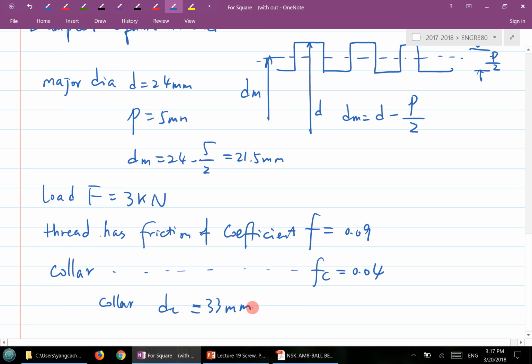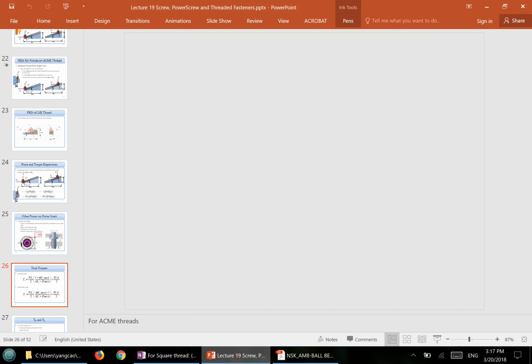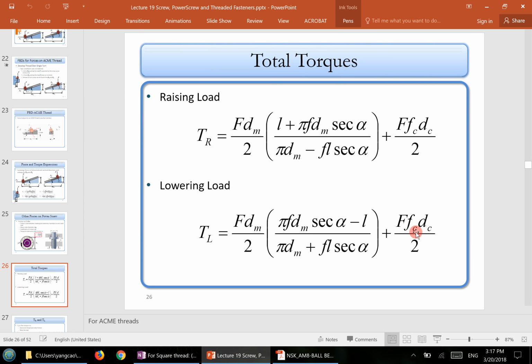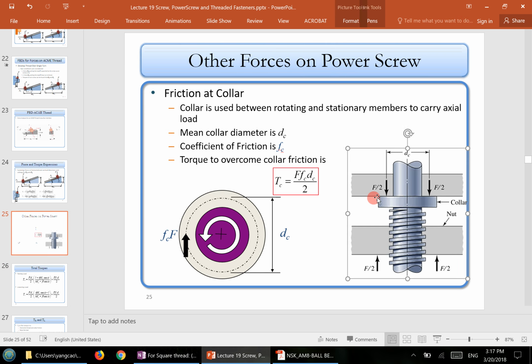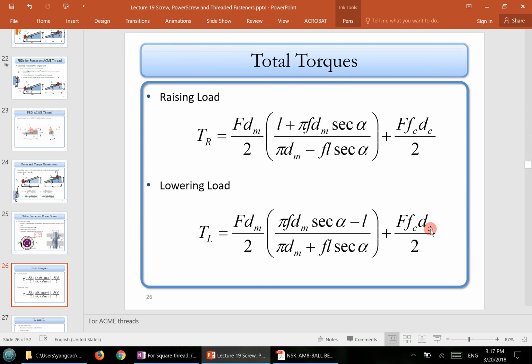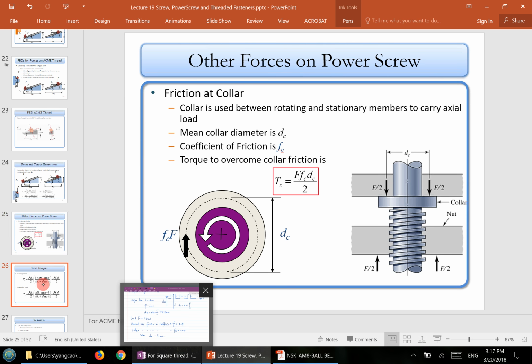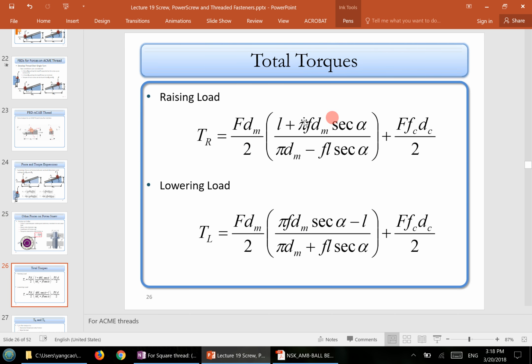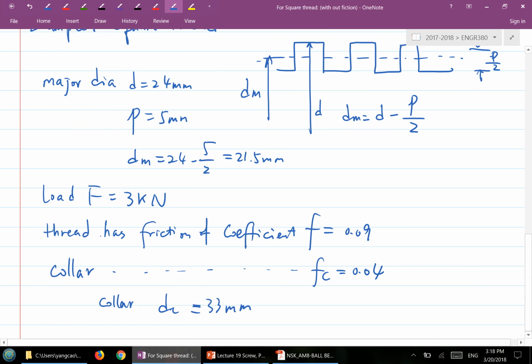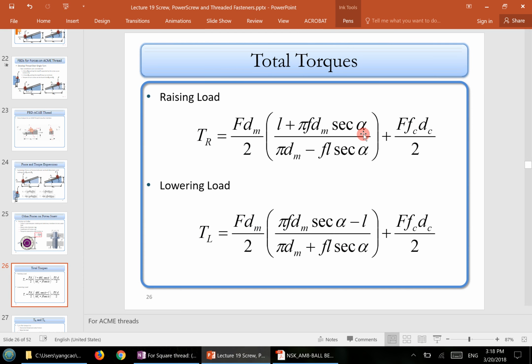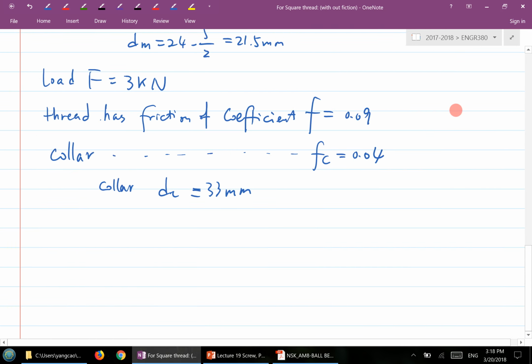If you look at the formulas I showed you here, this f is the friction on the surface of the thread, and this is the friction at the collar location. This is the collar here, and dc is the mean diameter for the collar location. So we're using this formula here. As for a square thread, alpha equals 0 degrees. Based on what is given here, let's calculate a couple of things.